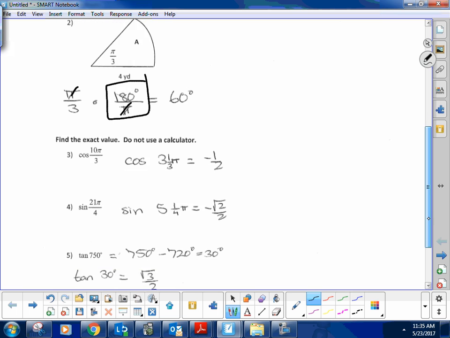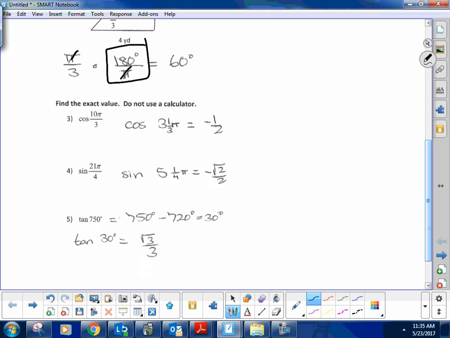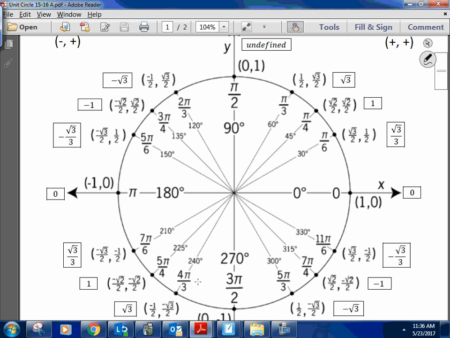Now let's look at question 3. They want you to find the exact value. Do not use the calculator. The easiest thing to do is make it into a proper fraction. So that means you rewrite it as 3 1/3 pi, and the part you're focusing on is the 1/3. Let me bring out the unit circle and explain what is happening.